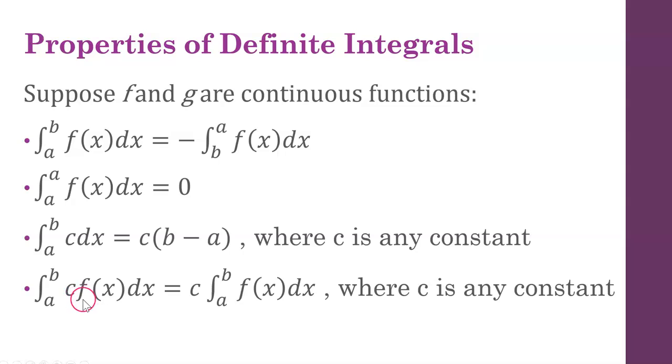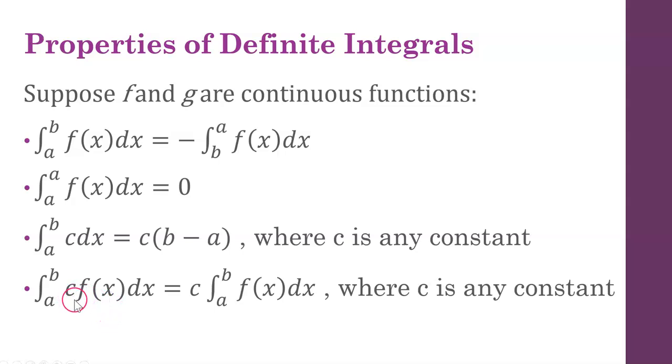Next property says that if I'm multiplying a function by a constant and I'm integrating it, that would be the same as integrating the function first and then multiplying it by the constant later. And again, this should also make sense if you think about it.